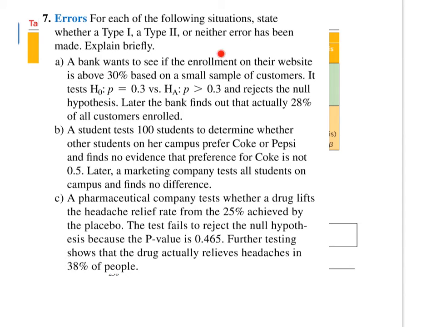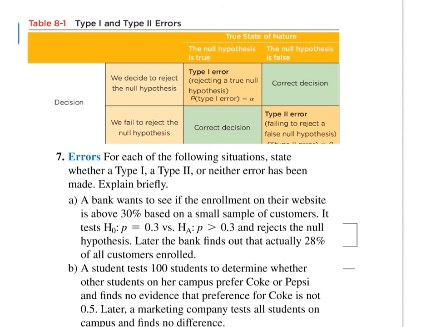A bank wants to see if enrollment in their website is above 30%. So H0 is, no, it isn't above 30%. And HA says it is above 30%, it's actually higher than what they think. They reject the null hypothesis, so we're saying it looks like it has changed. Later, the bank finds out the actual enrollment is only 28%. So is this a type 1 error, where they're rejecting H0 when they shouldn't have?